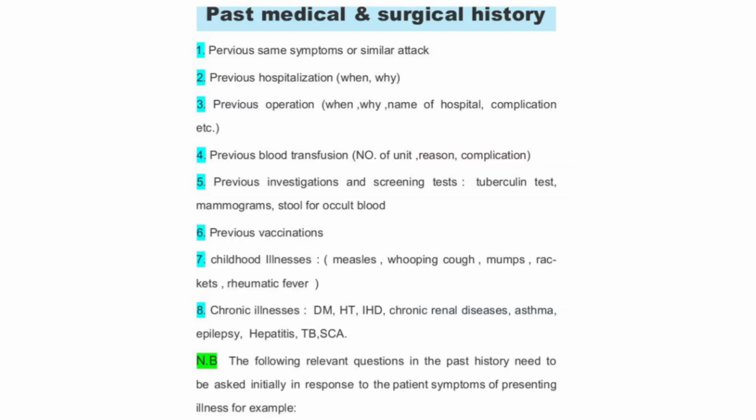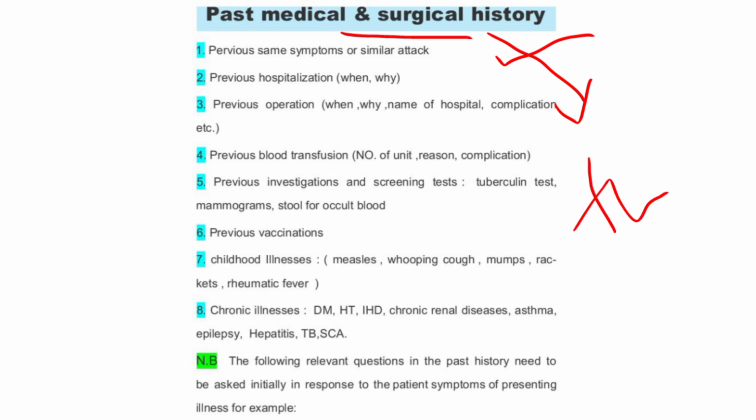Next, we have the past medical and surgical history. This is very important. If the patient has any medical history and any kind of surgical history in the past, we will ask, because any kind of surgical or medical history that the patient suffered can come in the future also. Previous same symptoms or similar attacks, previous hospitalization, why he went to the hospital, when he went, previous operations, whether there was any complication in the operation, this can be asked.